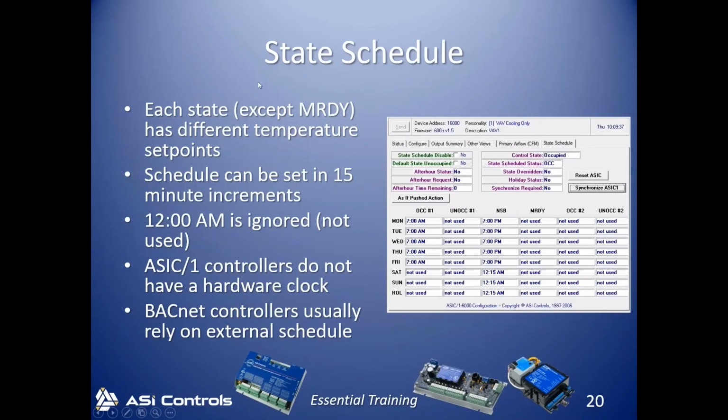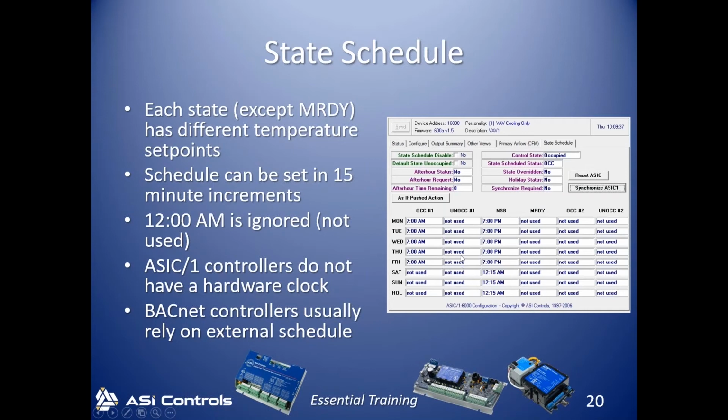One of the other bullet points in programming was the state schedule. This is what the state schedule screen looks like. There are different times for different states for different days. By default on weekdays, we go to occupied at 7 a.m. We go to night setback at 7 p.m. And on weekends, we're just at night setback all day. If you want to change those times, you can change them by just clicking and entering a new value in 15-minute intervals.